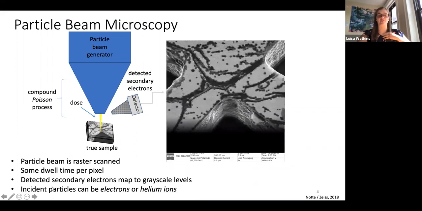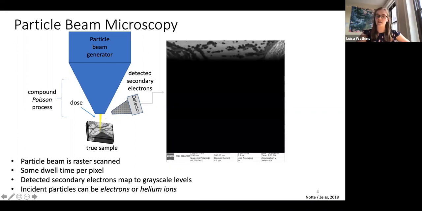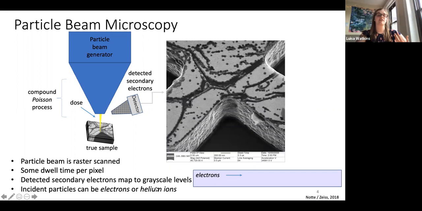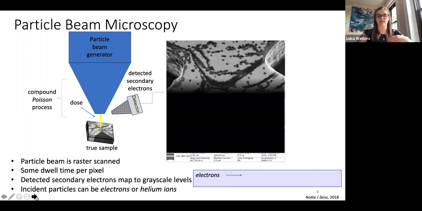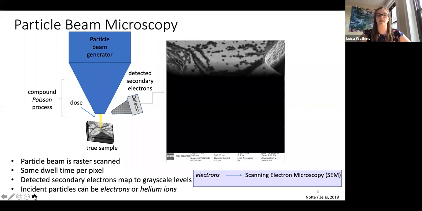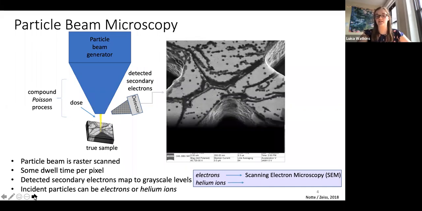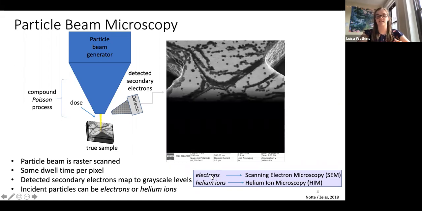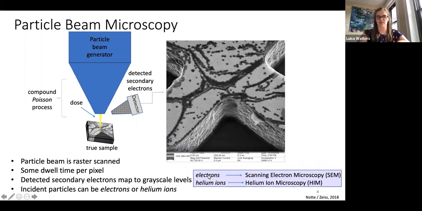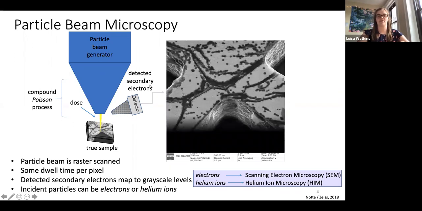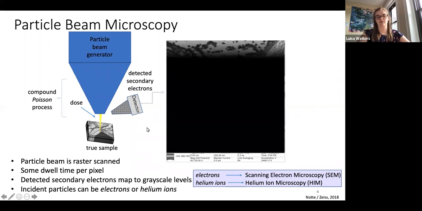And these incident particles can be electrons or helium ions mostly. If electrons are being shot at the sample, it's called scanning electron microscopy, or SEM. And if we use helium ions, it's helium ion microscopy, or HIM, where the only difference is the size of the particles. The electrons are very, very small, and because they're so small, we get fewer secondary electrons.